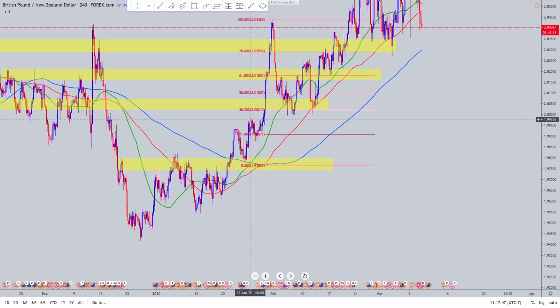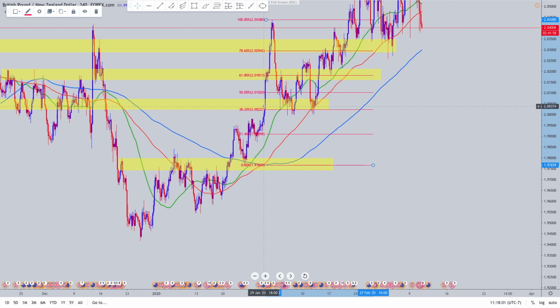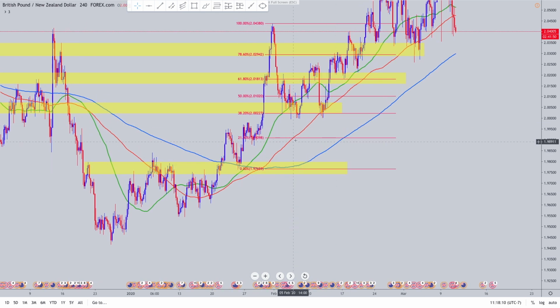So obviously, like I said, there is no right or wrong with this. There's no rule book, but if you pay attention here, as you see, if we did draw it there, it matches up with the 21 level perfectly, or if we drew it from this low, it matches up with the 38 level perfectly. So either way would have been fine. But just for the sake of this, we're just gonna put it there.